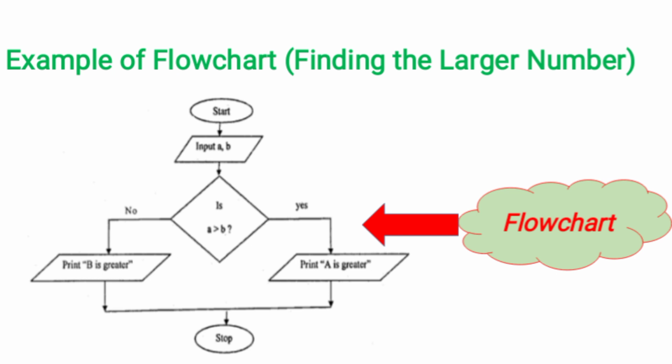Then the process, if true, the process rectangle assigns the value of A to the variable larger. If false, it assigns the value of B. Then the output. The result is outputted and the process ends.